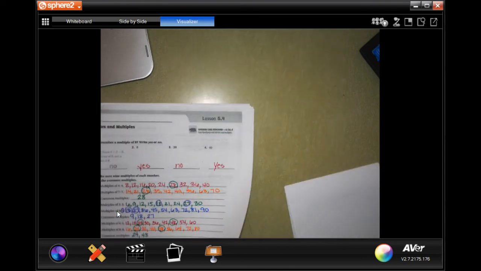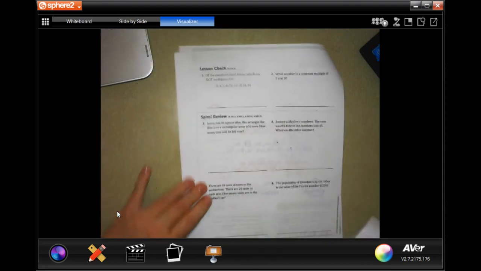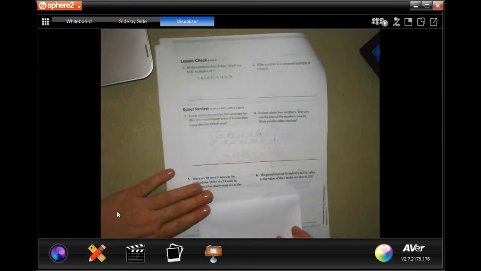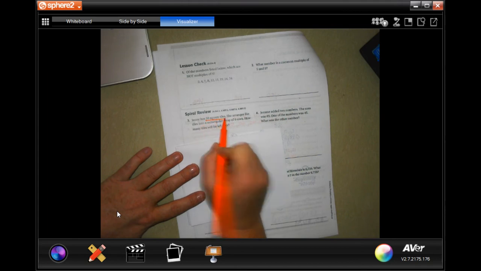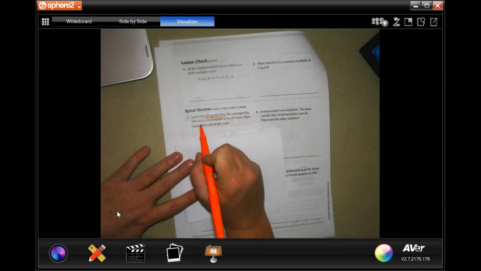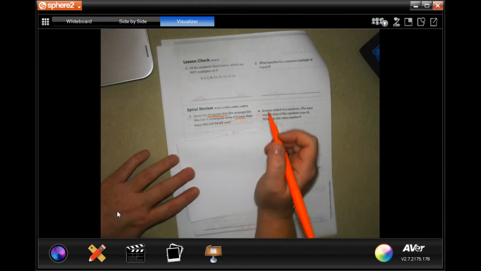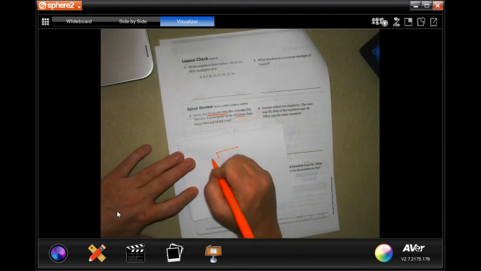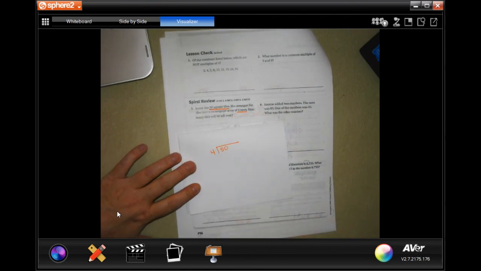We're going to go into the back. You guys are going to do the lesson check, as always, by yourselves. Okay, we're going to go down to the spiral review. Jenny has 50 square tiles. She arranges the tiles into a rectangular array of 4 rows. How many tiles will be left over? Well, 50 divided by 4, guys.